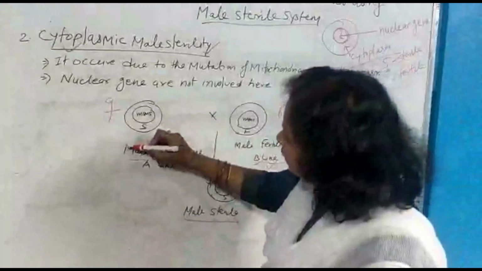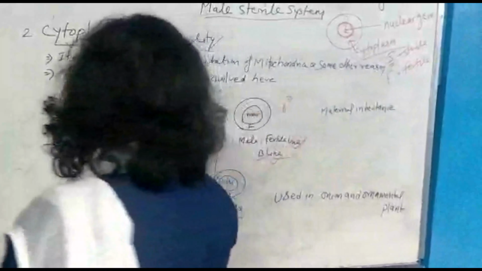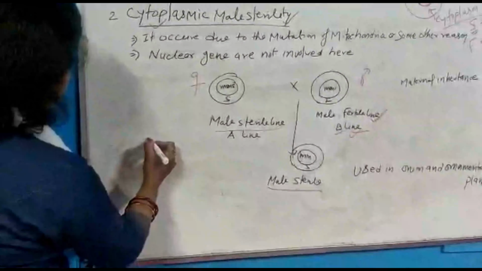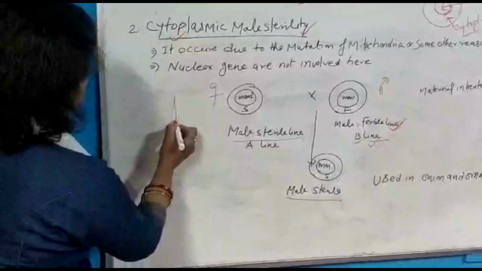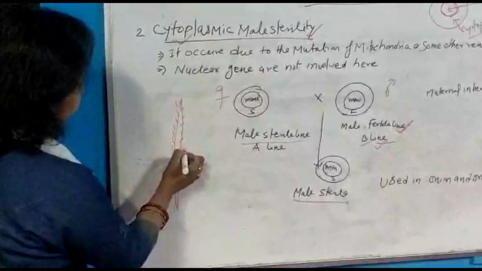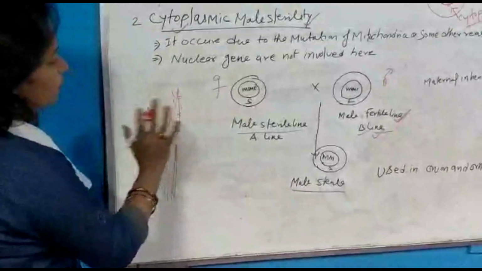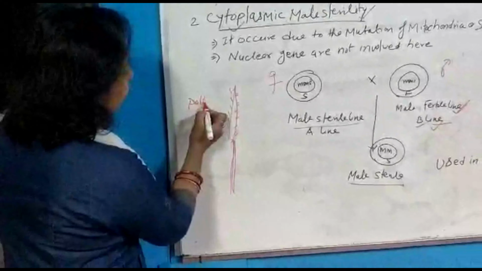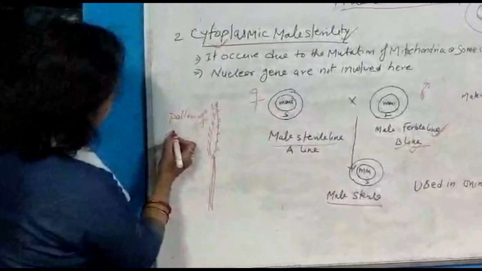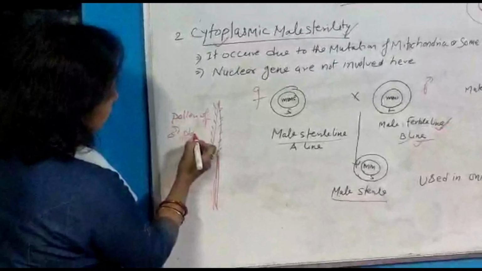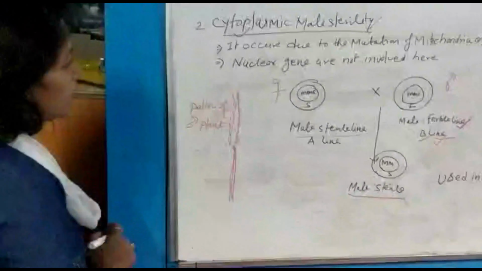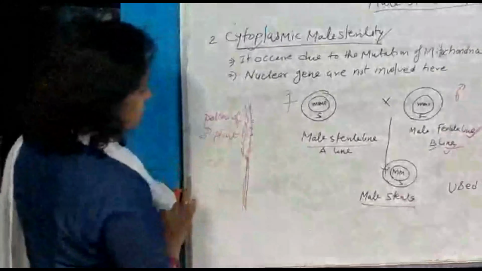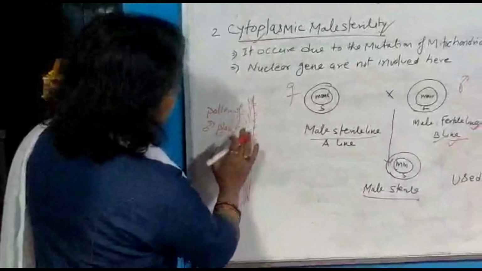It means the pollen. I think you all know about the pollen plant. In this plant, here is a panicle. And if the plant is male sterile, it means the pollen of the male plant never fertilizes the female flowers or the female part of this plant.